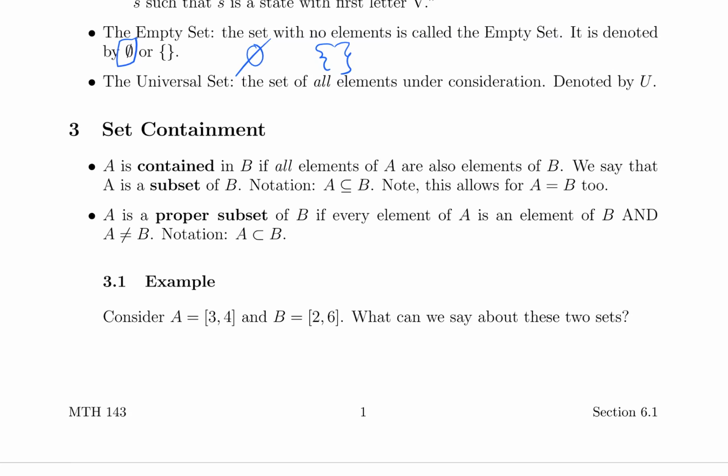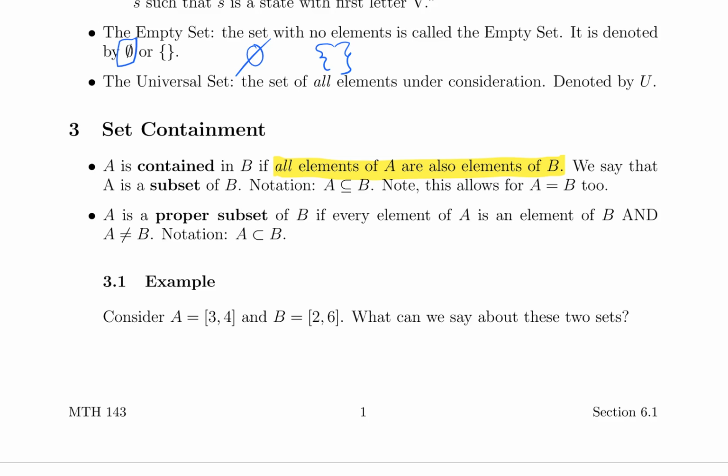We're going to say that a set A is contained in B if all of the elements of A are also elements of B. So that's very important. It can't be just some of the elements of A. Every single element of A must also be in B. If this is the case, then we would say that A is a subset of B, and we use a symbol that looks sort of like a less than or equal to symbol, except it's rounder instead of pointy. And that means that A is contained in B.